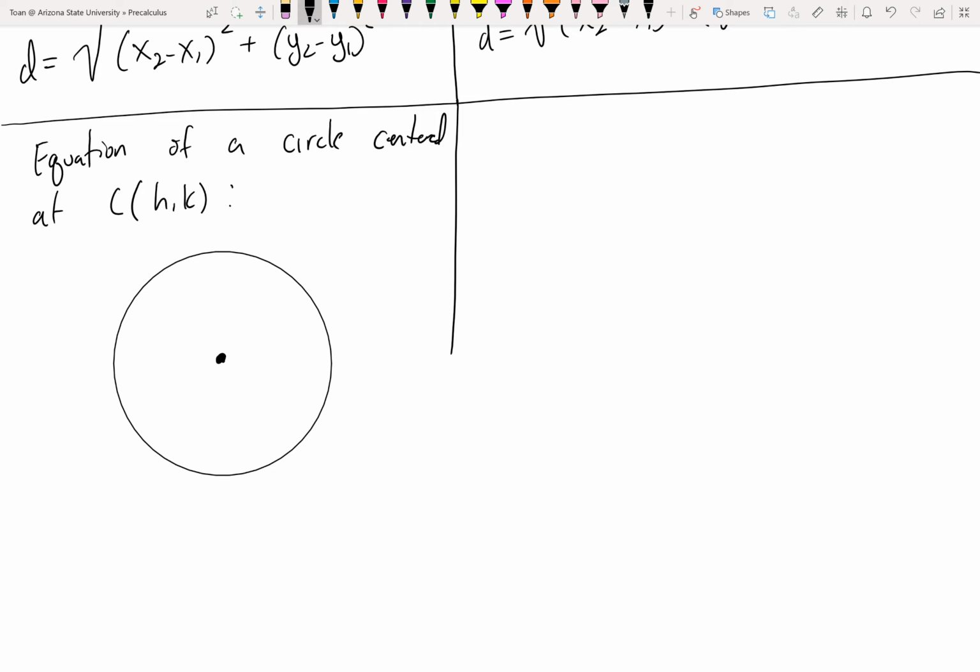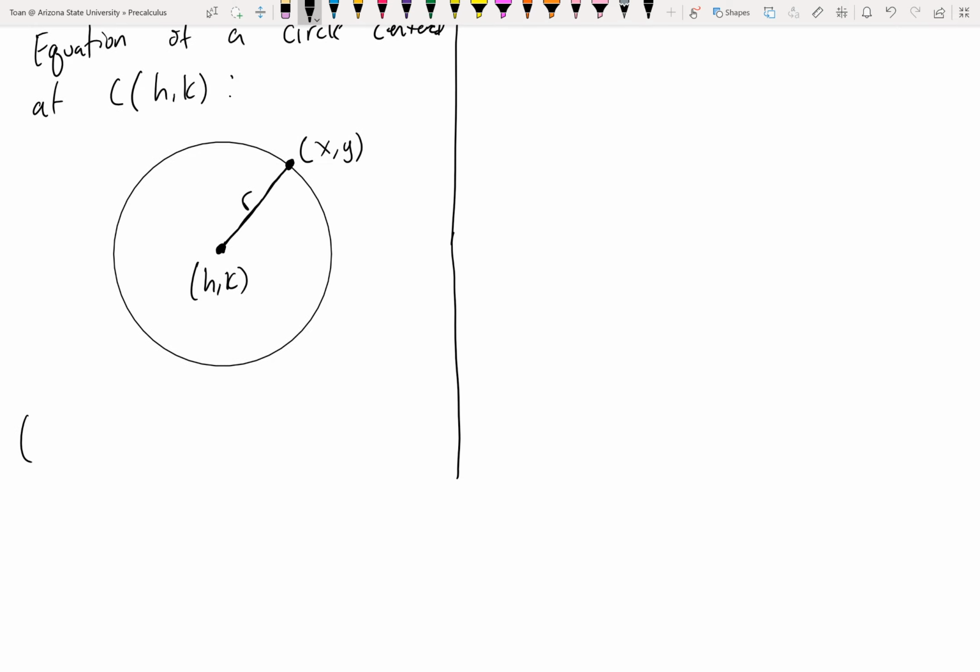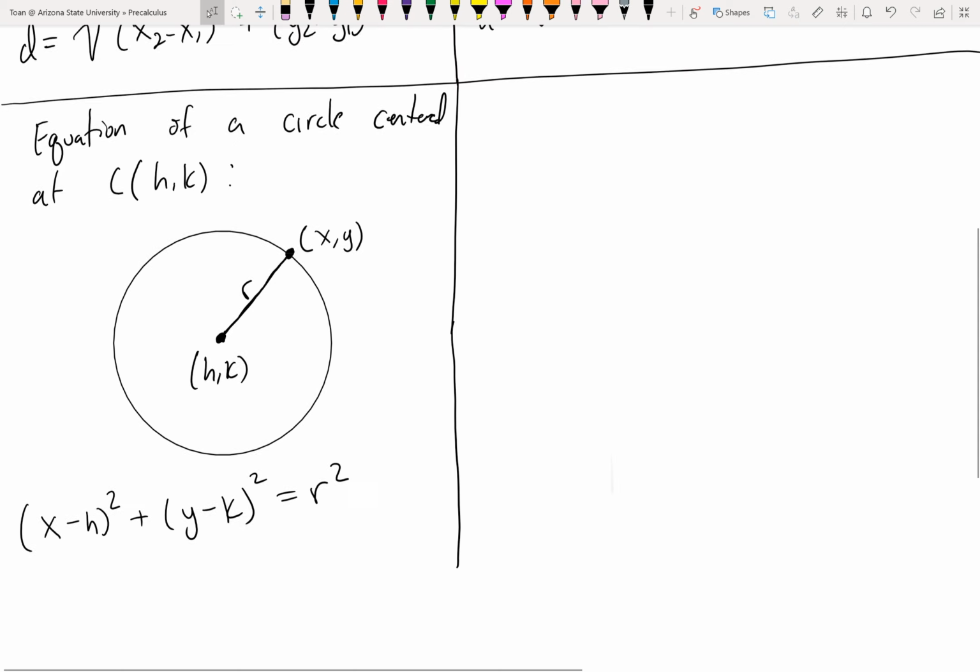Now, the letters that we typically use for the center of a circle are h comma k. We should know that a circle by definition is defined by a radius. The radius by definition is the distance from the center to a random point on the circumference. Since this is just a random point, it's going to have coordinates (x, y). Well, we know that the equation of this circle is always going to have this format: x minus h squared plus y minus k squared equals r squared. That is the fancy formal definition, or the equation of a circle.